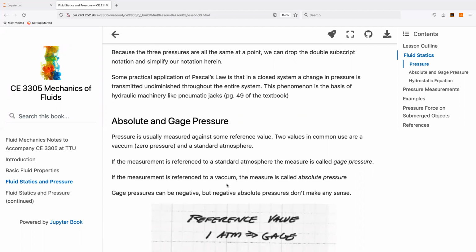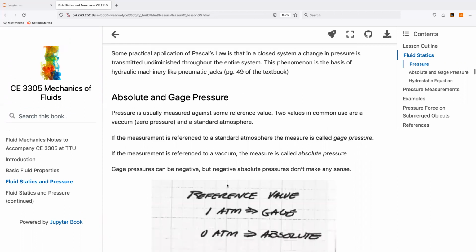But on page 49 of Hibbeler, there's an example of a hydraulic jack lifting a car. And the reason that works is this Pascal's law.